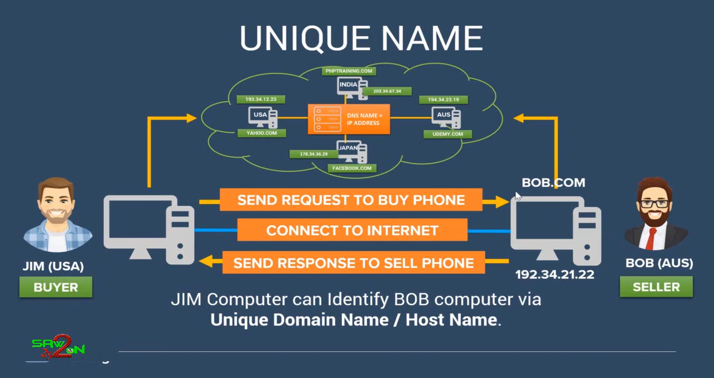Now Bob can buy a DNS name, that is bob.com, and then he can match this bob.com with the IP address, and Jim can find Bob's computer via bob.com, that is nothing but the DNS name. So now we have solved the challenge of how Jim can really find Bob's computer, but there's one more challenge. Let's look at it.